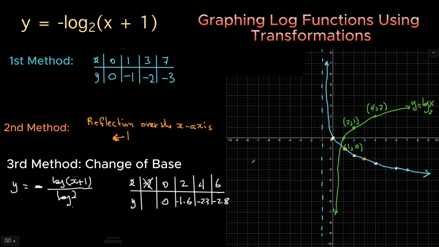Out of the 3 methods, the second one is the simplest. Once you understand transformations from the parent graph, log functions become predictable. No guessing, no memorizing, just structure. Remember: parent graph first, transform second, done.